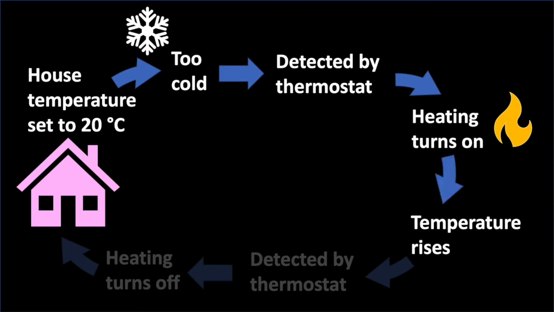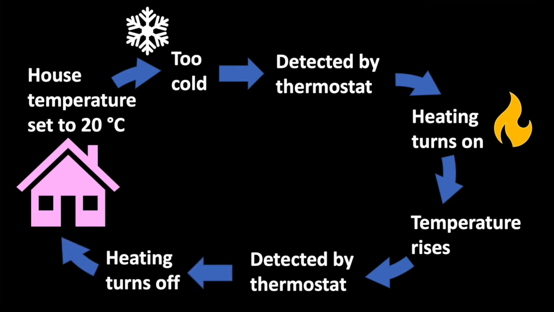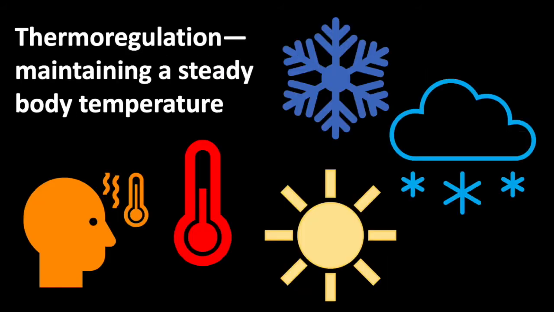The temperature in the house then rises. This is again detected by the thermostat, and the heating is turned off when the temperature reaches the set temperature again. This is an example of a negative feedback loop because the thermostat detects changes in temperature above and below the set point and responds to oppose these changes and to restore the optimum temperature. Let's link this now to what happens in humans.